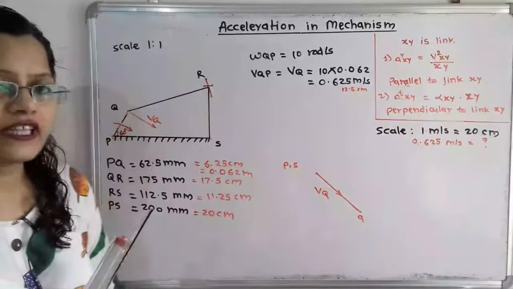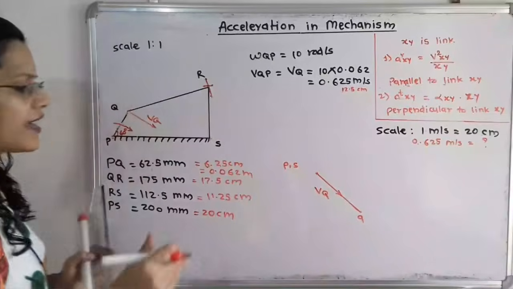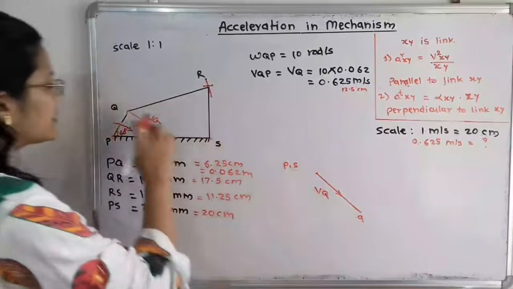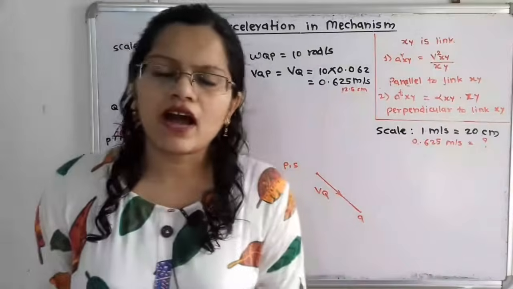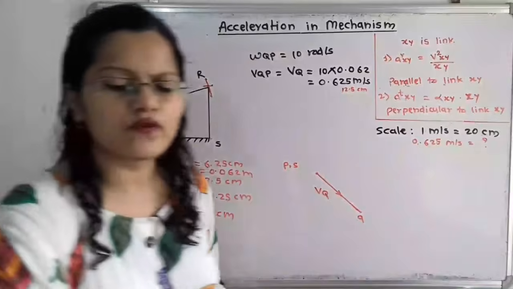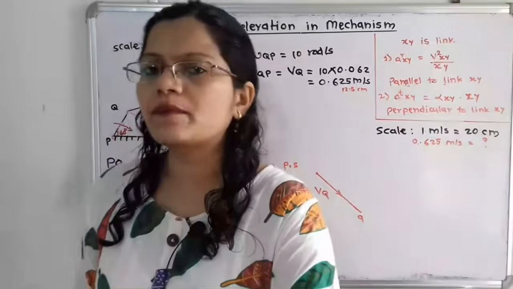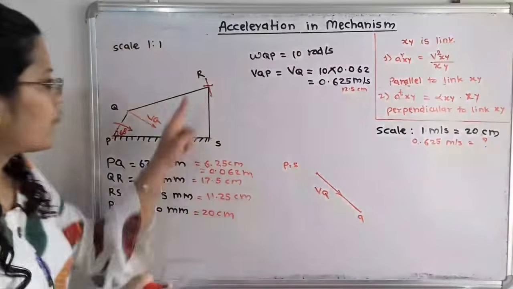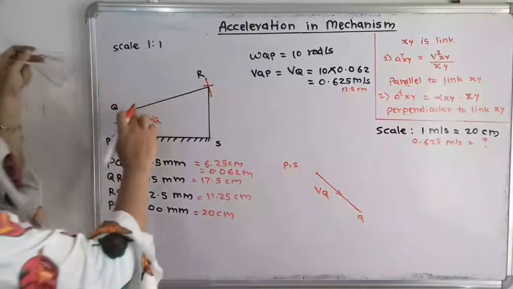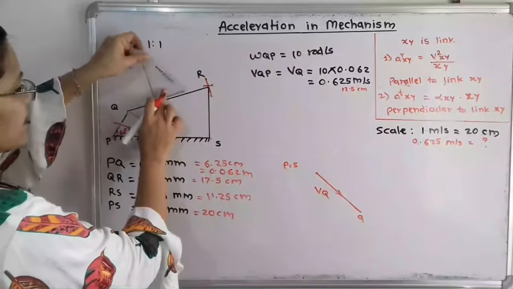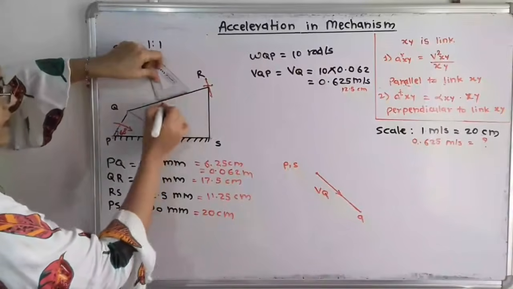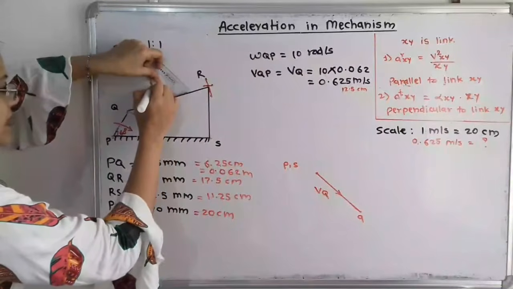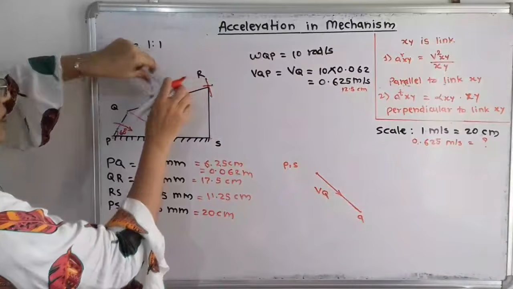Now we will move for the next. Now again from this point Q, here is the link QR that is getting attached. So how we can show this velocity? We know that velocity is always in perpendicular direction for this link QR. So I will make here one line, that is getting aligned with this one edge, and from the other edge I will draw this perpendicular line.